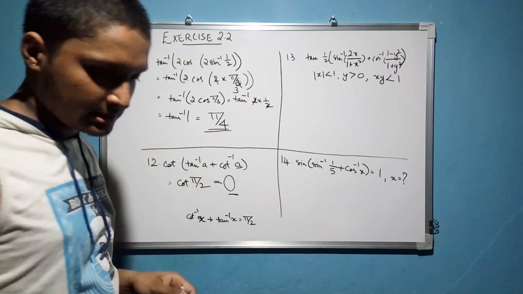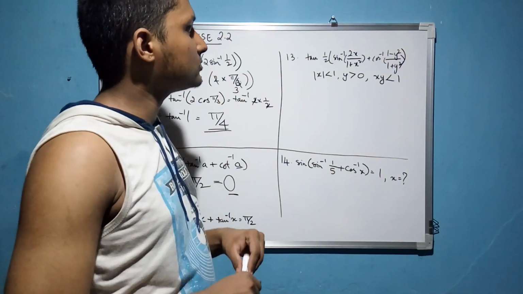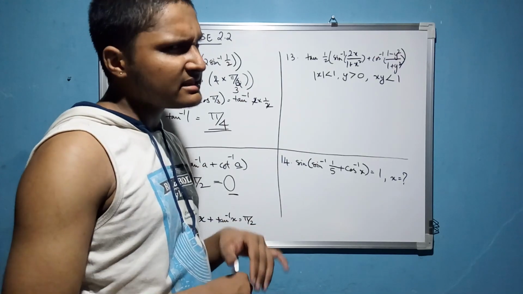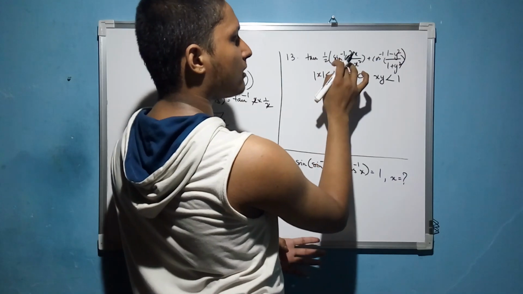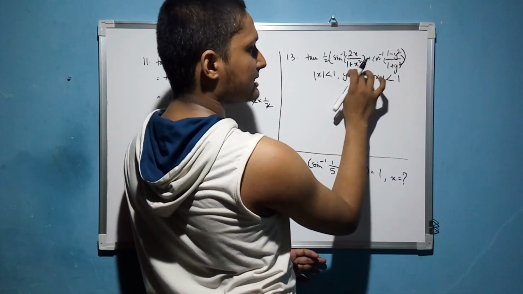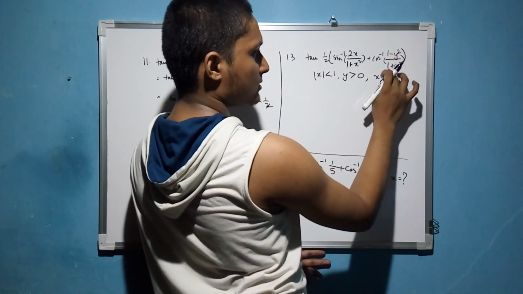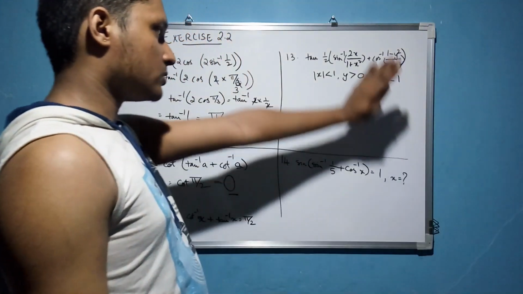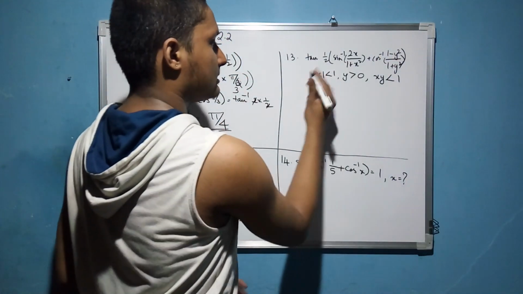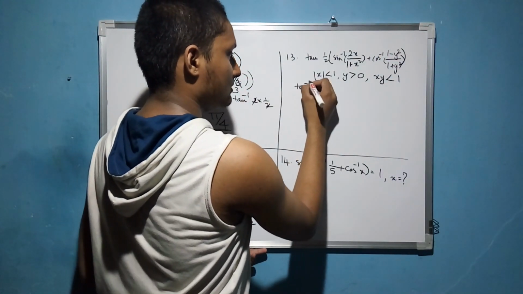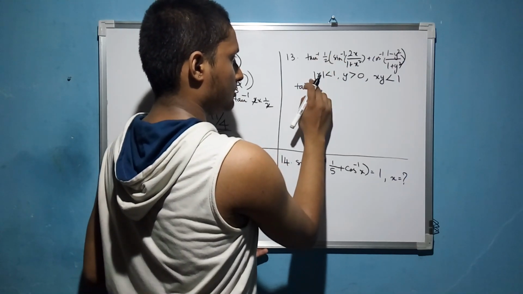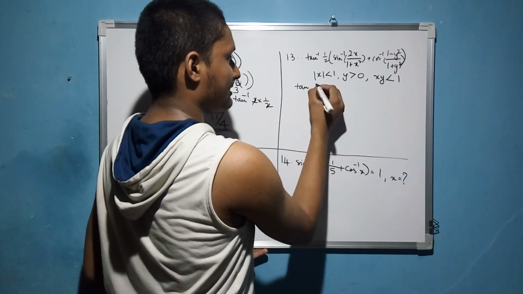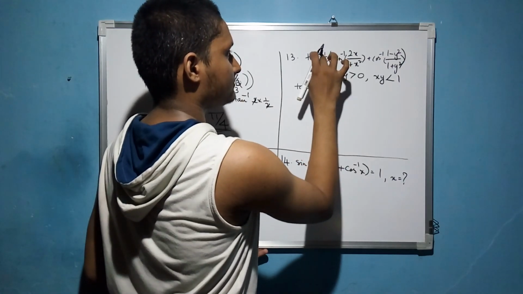Here you have the 13th question. So many conditions are given. It is simple, but it is given in such a way. You can make out tan of half of sin inverse 2x by 1 plus x square plus cos inverse 1 minus y square by 1 plus y square. So now we'll consider this part. Tan, not tan inverse, tan itself, tan of half.